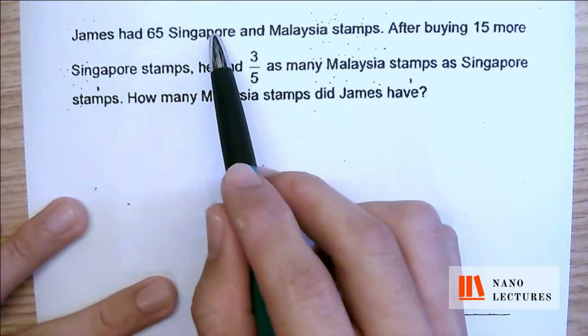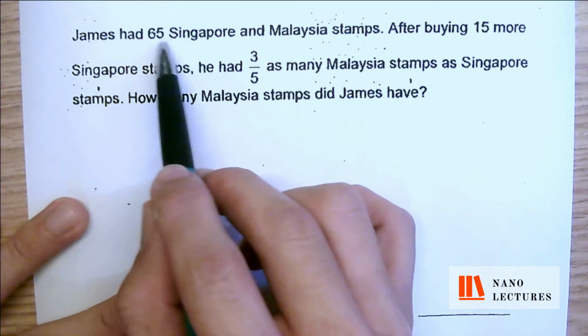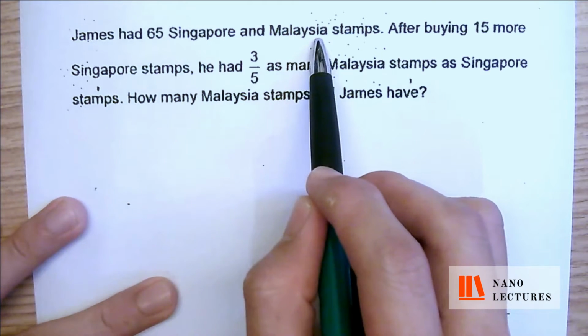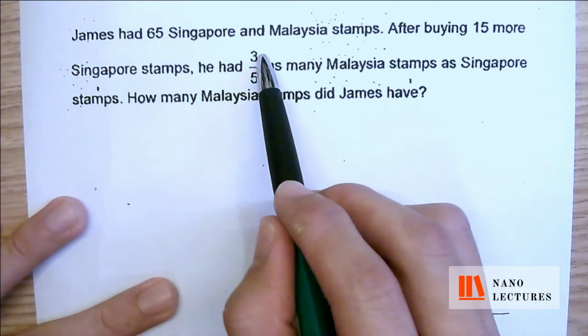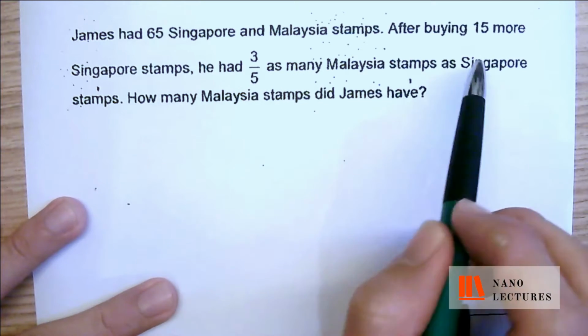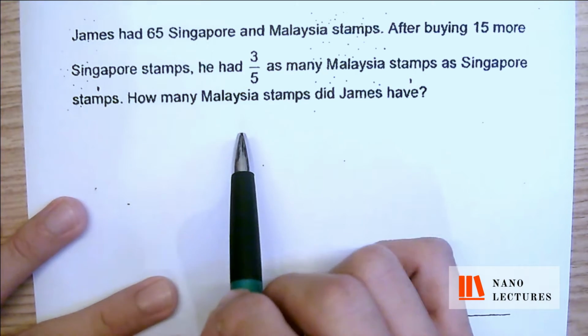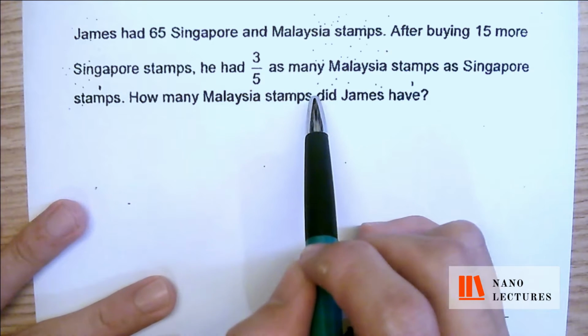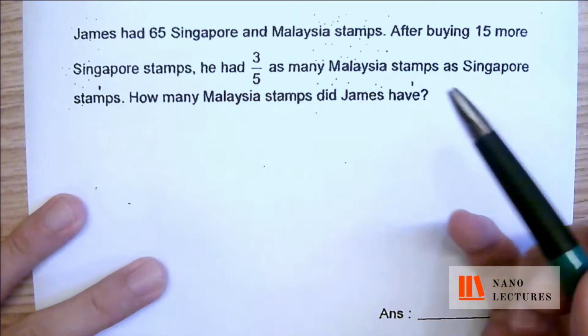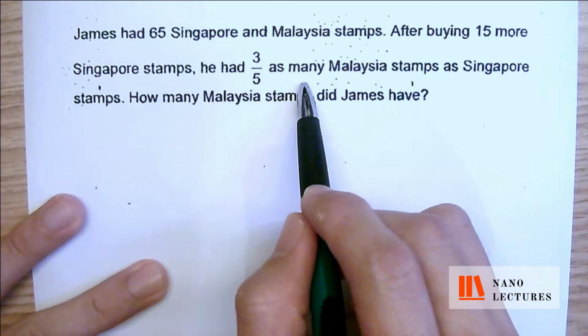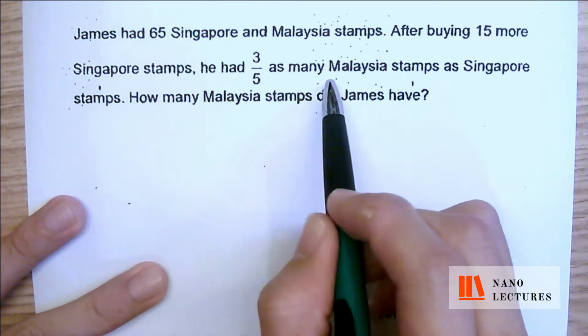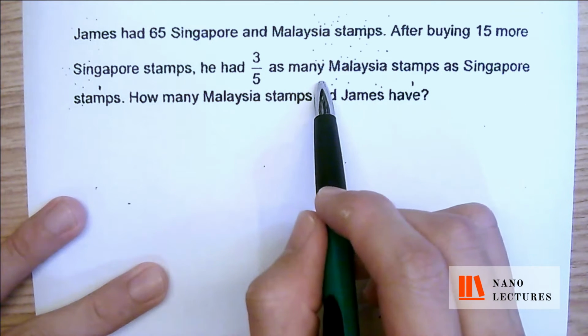Do you realize that this one is a before and after? Before, he had 65, both Singapore and Malaysia. After buying 15 more, he had 3/5 as many Malaysian stamps as Singapore stamps. Remember what I told you in the previous video? If you have not watched the previous video, please go and watch it. If there's a before and after scenario, always go and draw the after one first. Usually, the after one is a lot easier to draw.